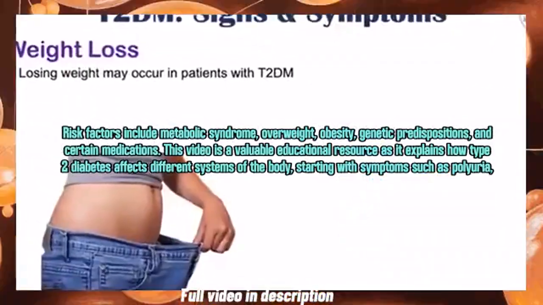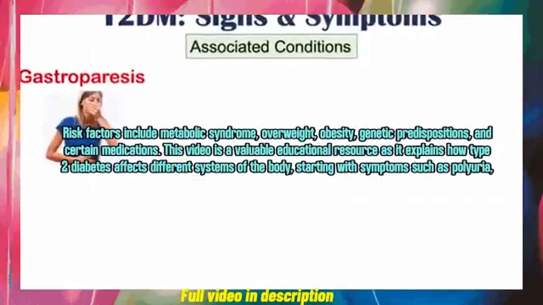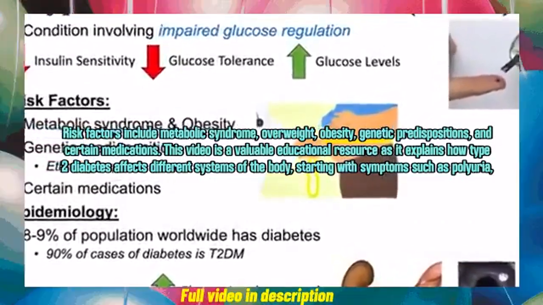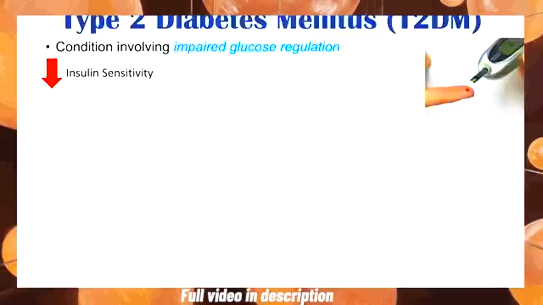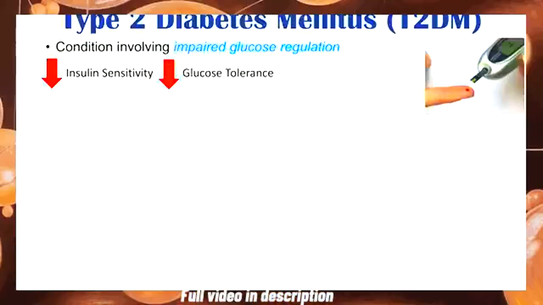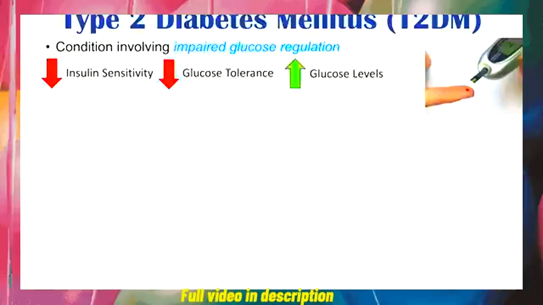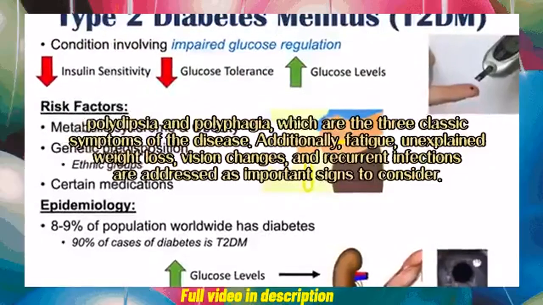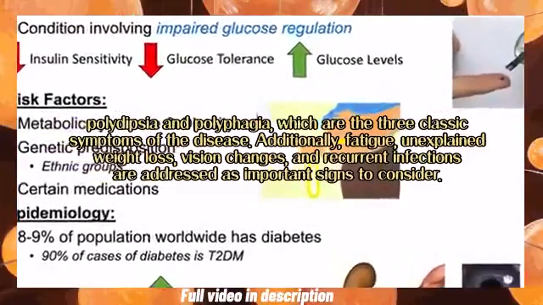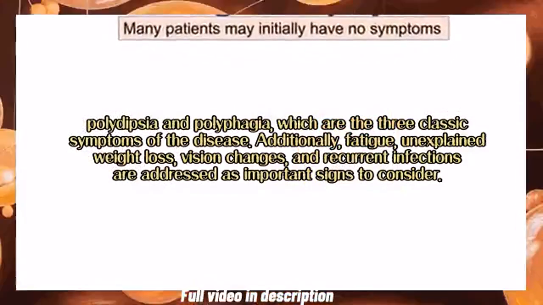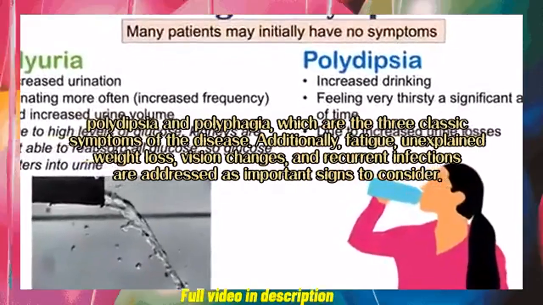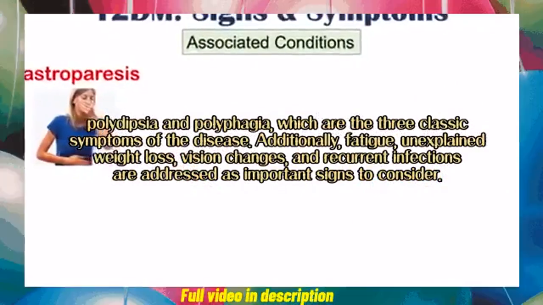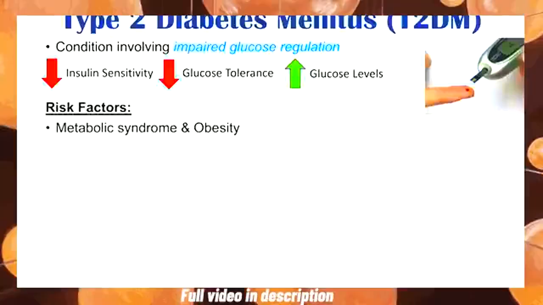This video is a valuable educational resource as it explains how type 2 diabetes affects different systems of the body, starting with symptoms such as polyuria, which leads to decreased glucose tolerance and increased glucose levels. The risk factors for getting type 2 diabetes include having metabolic syndrome, polydipsia and polyphagia, which are the three classic symptoms of the disease. Additionally, fatigue, unexplained weight loss, vision changes, and recurrent infections are addressed as important signs to consider, and being overweight or obese.